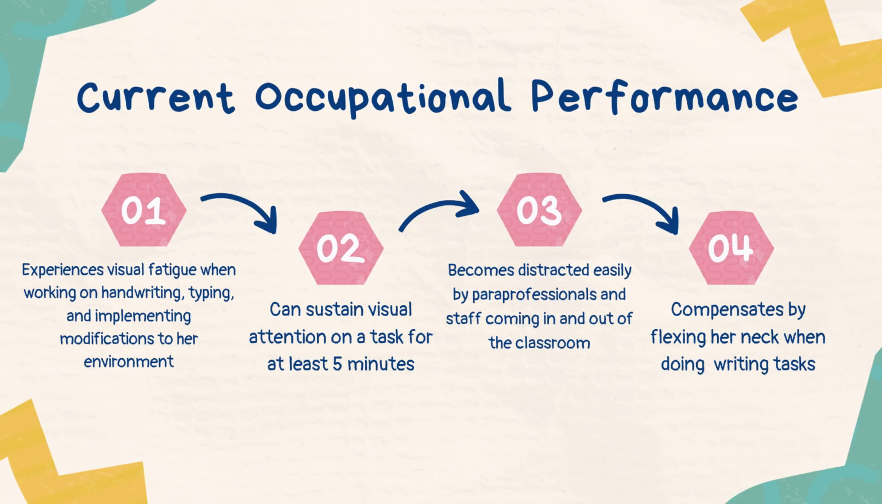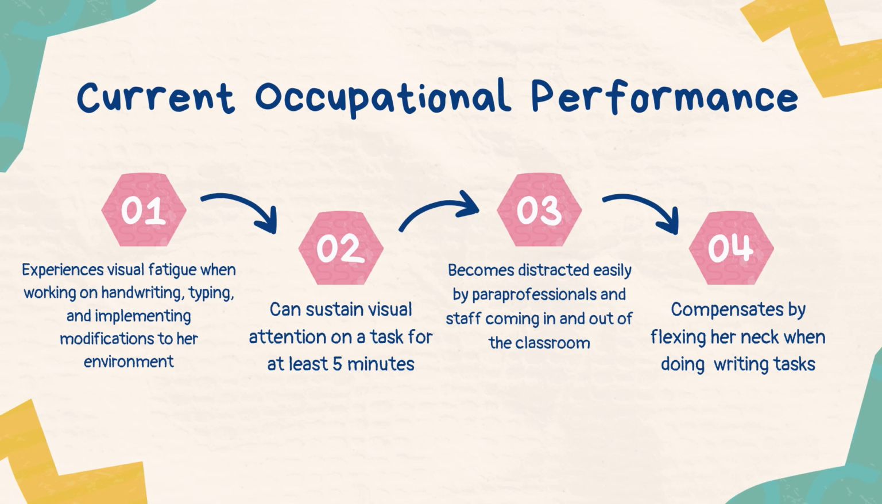So now I would like to focus on Ariel's current occupational performance. Here I've just listed a few that stuck out to me or what I observed in fieldwork. Number one, she experiences visual fatigue when working on handwriting and typing assignments, and she's also having trouble implementing modifications into her classroom environment. She can sustain visual attention for a task for 5 minutes, but anything over 5 minutes, she gets distracted and she wants to move on to another task.